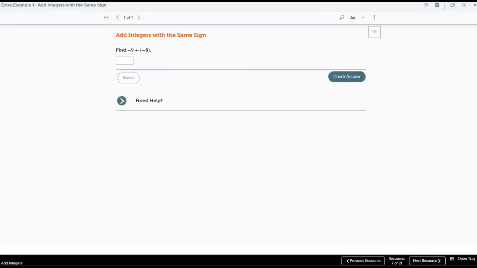Same thing here. If I have -8 plus -9, these are both negative, they have the same sign, so all I have to do is add those two numbers together. 9 plus 8 is 17. But since they're both negative, my answer is -17.